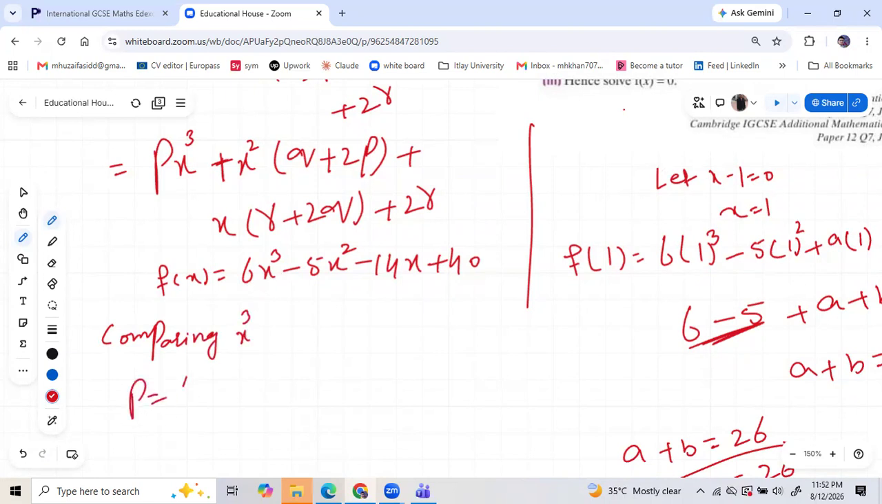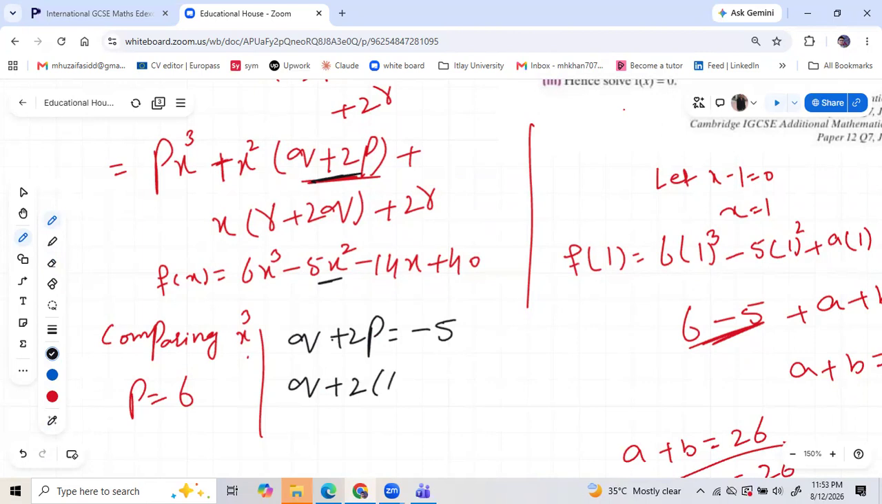So p is equal to 6. For x square we take x square as common, comparing, so q plus 2p is equal to minus 1. So this is q plus 2 into 6 is equal to minus 5.